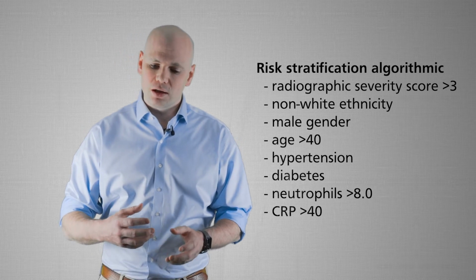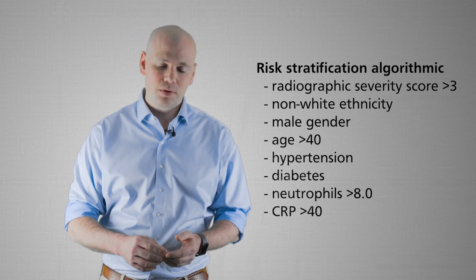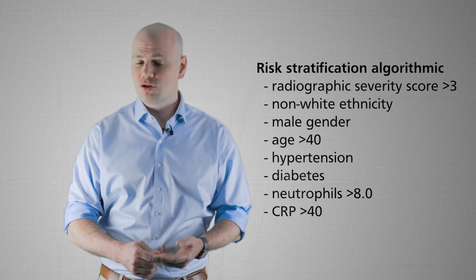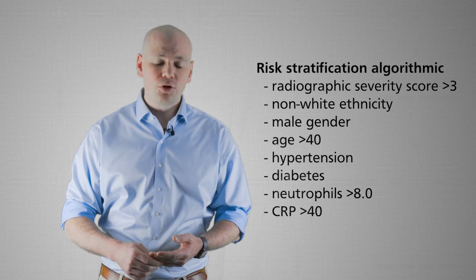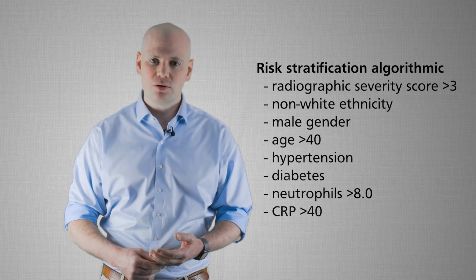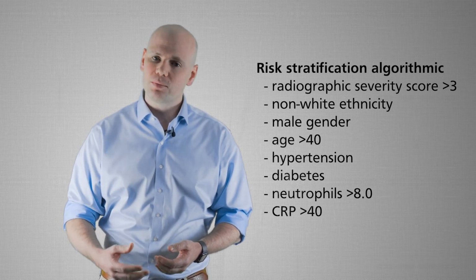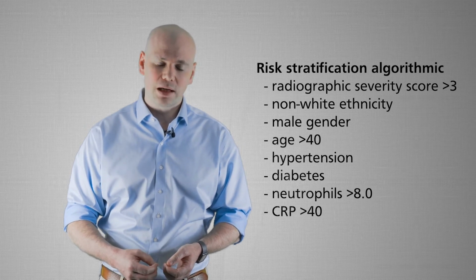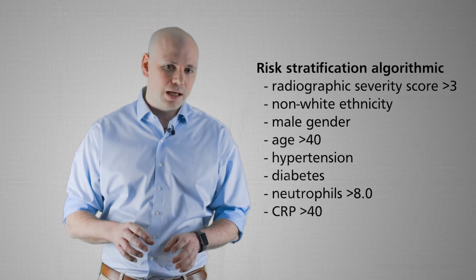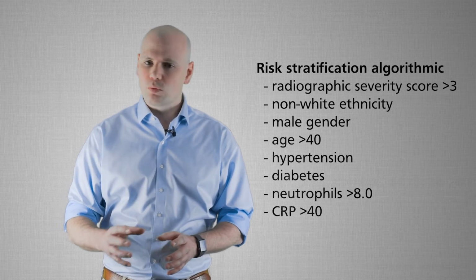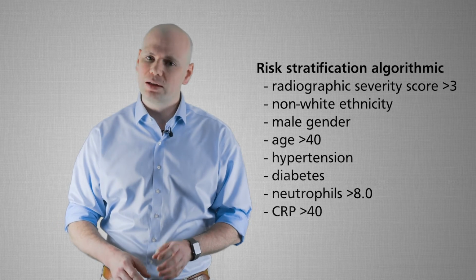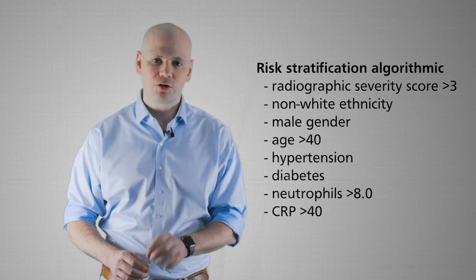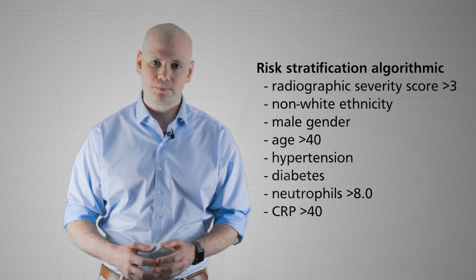There are a few components which are about the patient: their ethnicity, saying non-white ethnicity, their age over 40, also comorbidities, the presence of hypertension, diabetes, and then some laboratory parameters. The abnormalities in neutrophil counts above 8 and a CRP above 40. And I know many of you will say, well, what about lymphocyte counts? We did look at lymphocyte counts in the modelling. We've chosen the neutrophil on its own as a standalone item because it performed better in the models we developed.